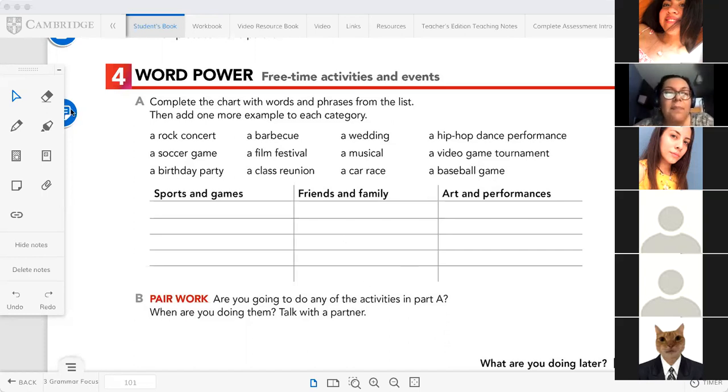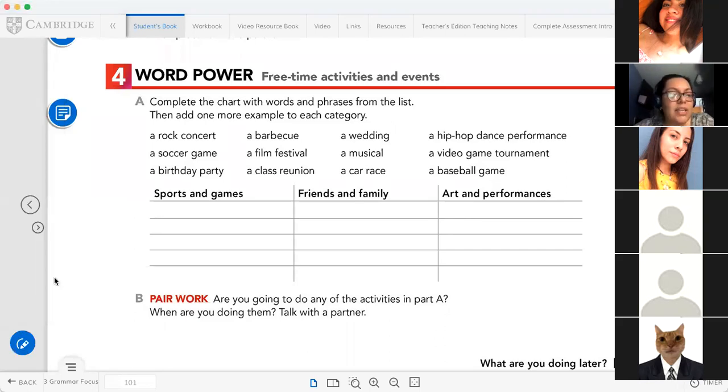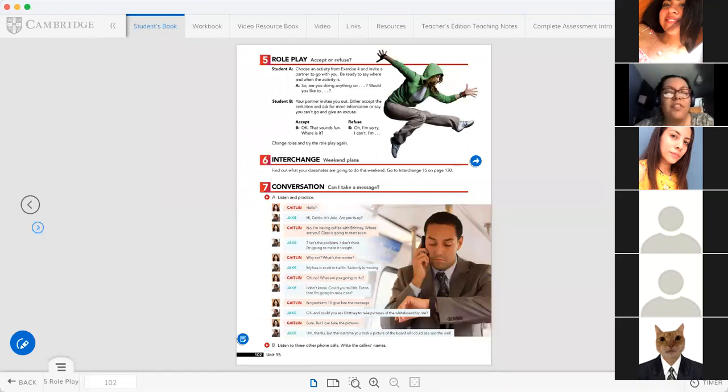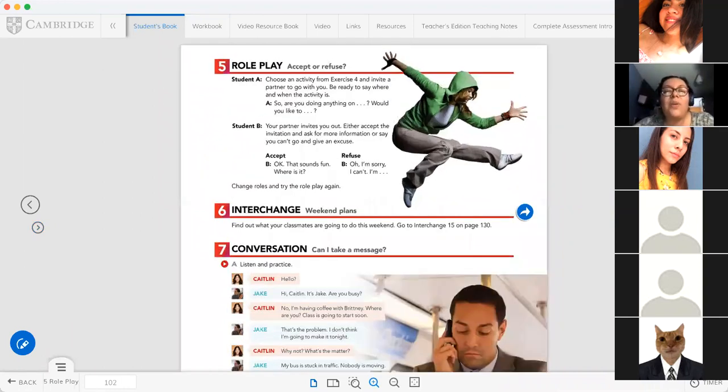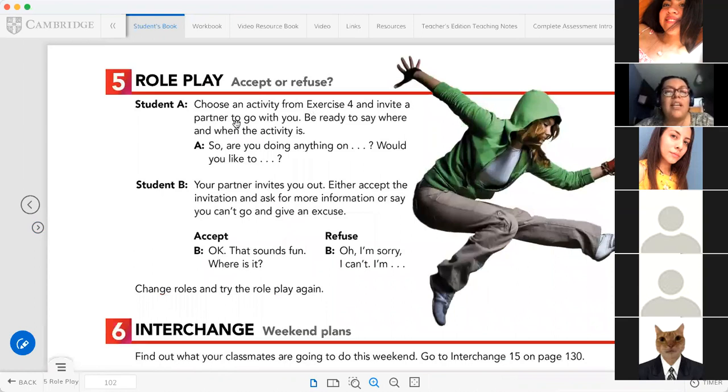All right, so the vocabulary, please keep it in mind. You have to use it, and let's move on to what is going to be the one of the final activities of today. We have 2 more activities to do, and that's it. All right, so we have here a role play. So choose an activity from exercise 4, la de barbecue, wedding, birthday party, etc., and invite a partner to go with you. Be ready to say where and when the activity is. Why? Because it's very important. Si te están invitando, tienes que pedir detalles. Oh, when is the party? What time? Do I need to bring anything? Etc., etc.